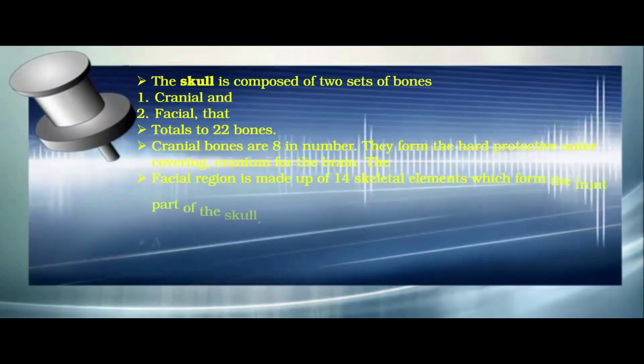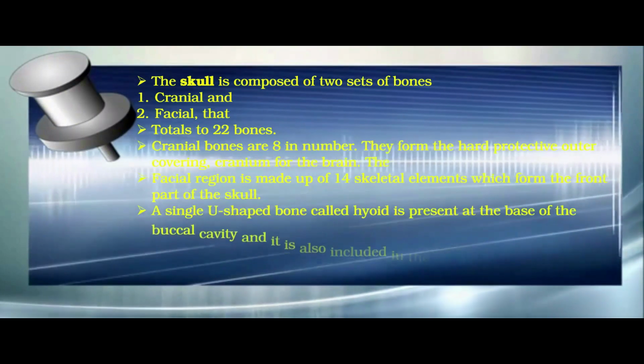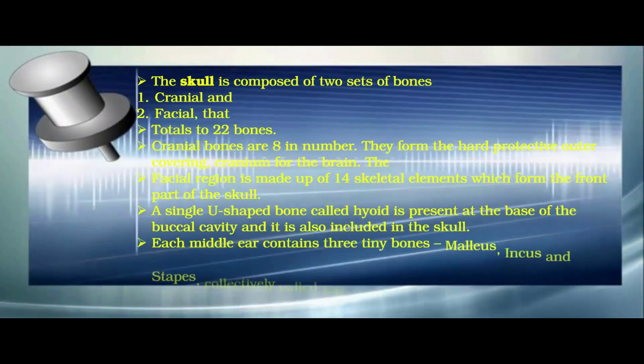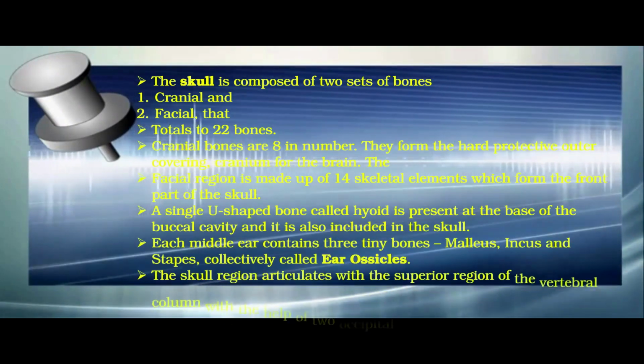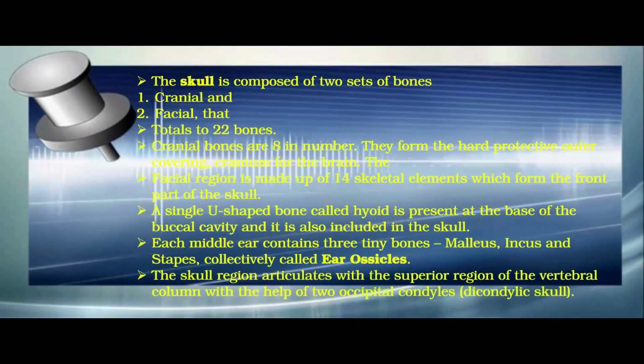Cranial bones are 8 in number. They form the hard protective outer covering, the cranium, for the brain. The facial region is made up of 14 skeletal elements which form the front part of the skull.